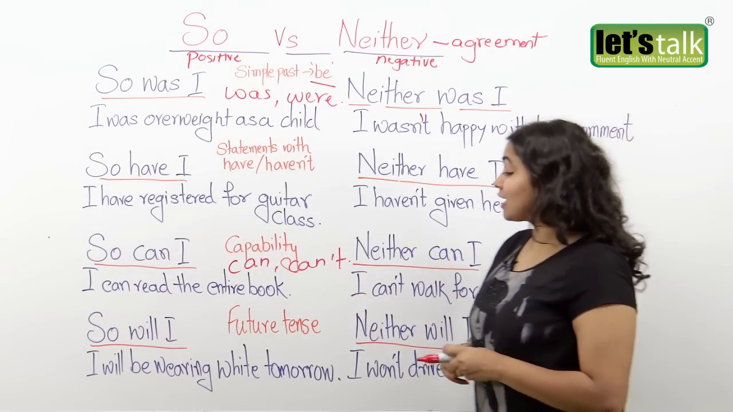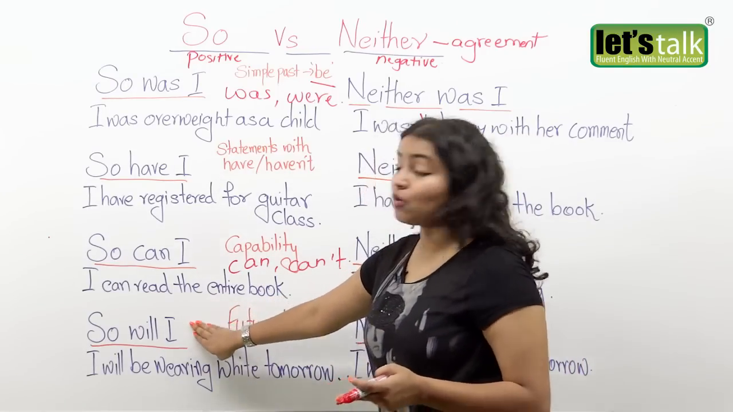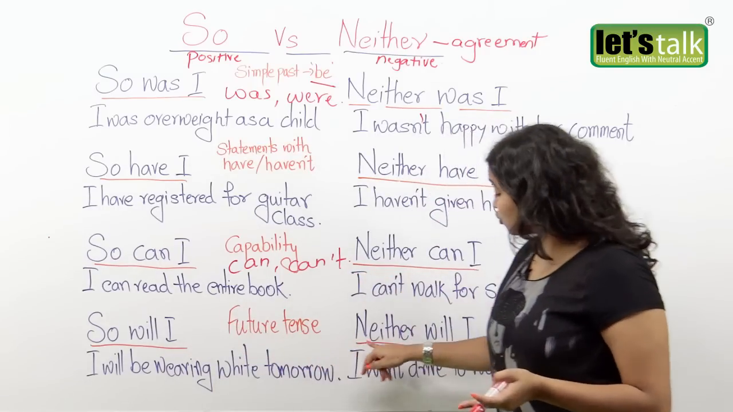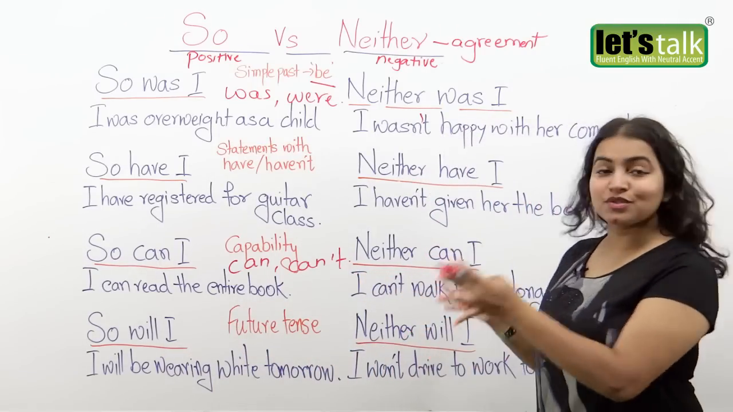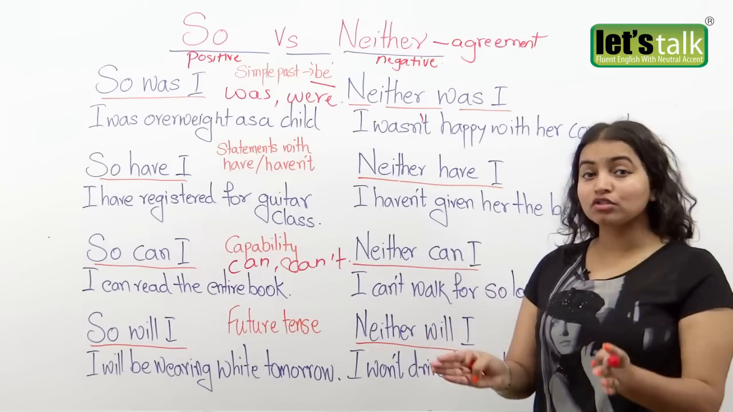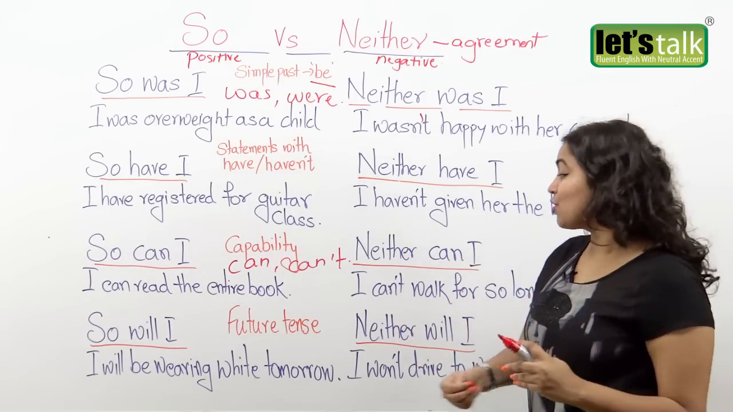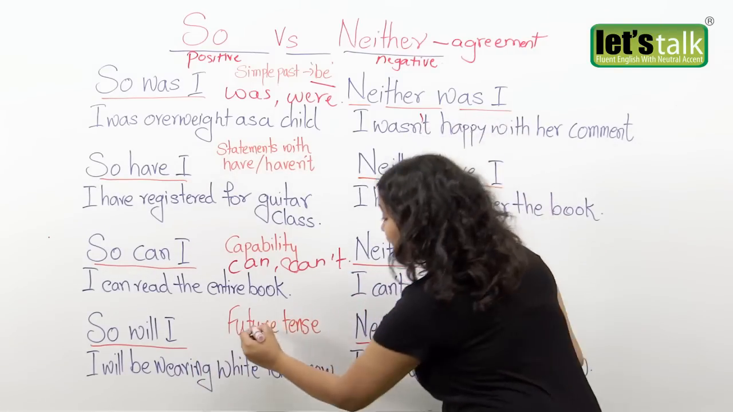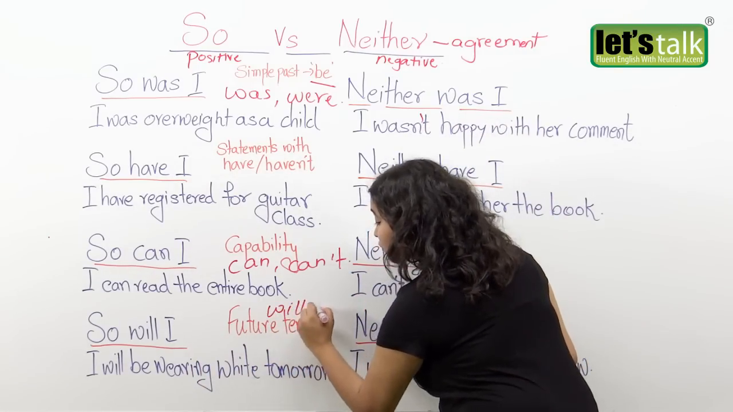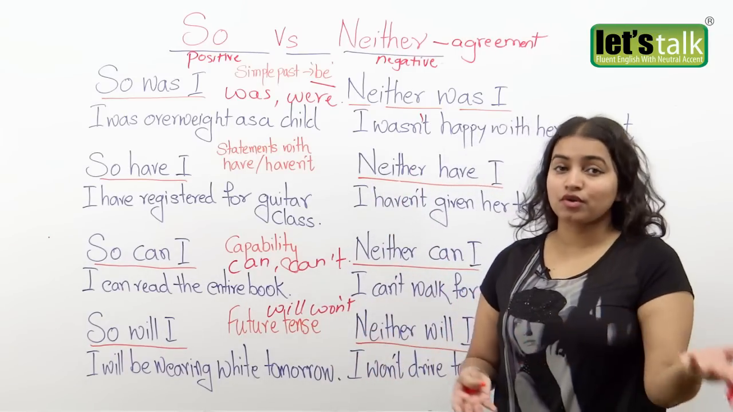Okay, let's look at the last set of sentences using both these words. We've got so will I as opposed to neither will I. Well, these two statements are used in response to statements spoken to you when you are talking about the future tense using words like will or won't, depending on whether the sentence is positive or negative.